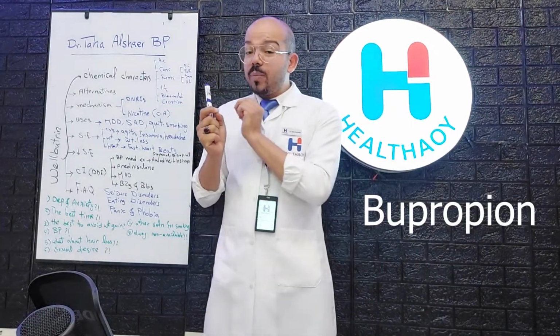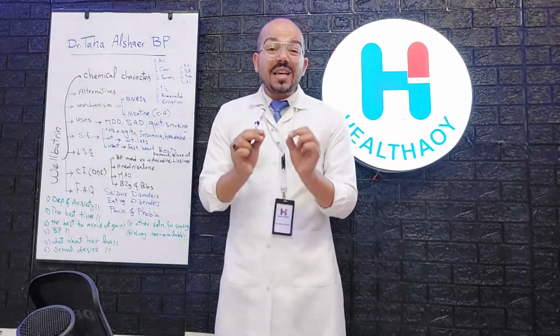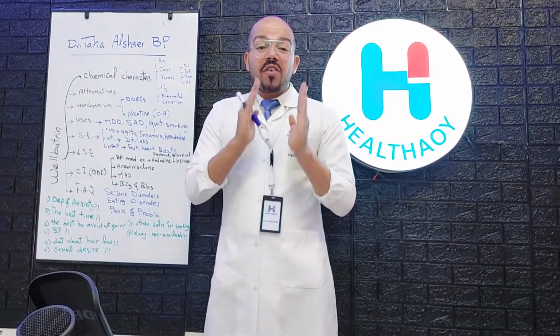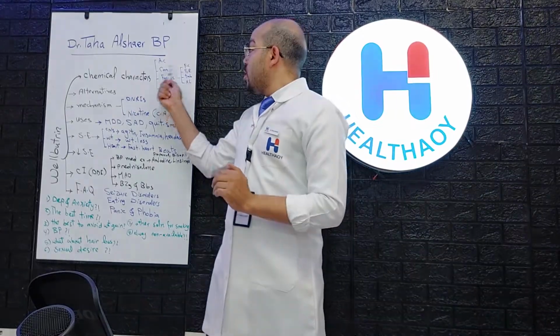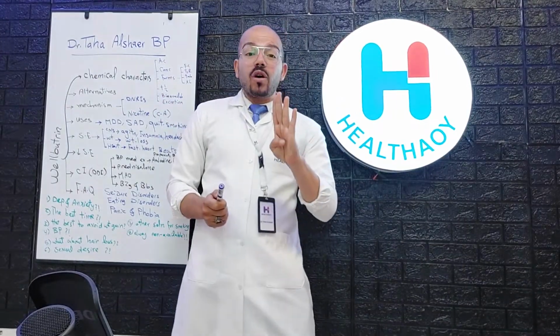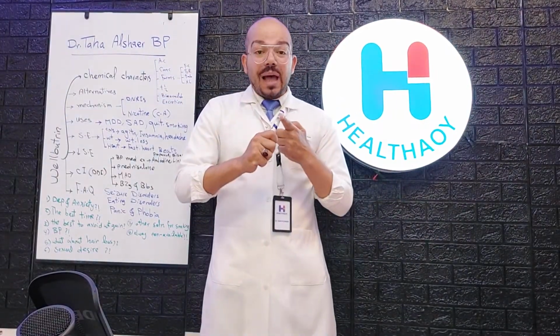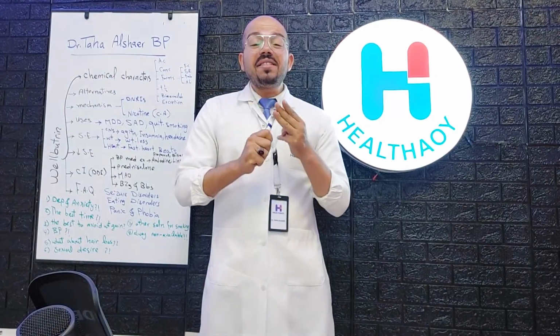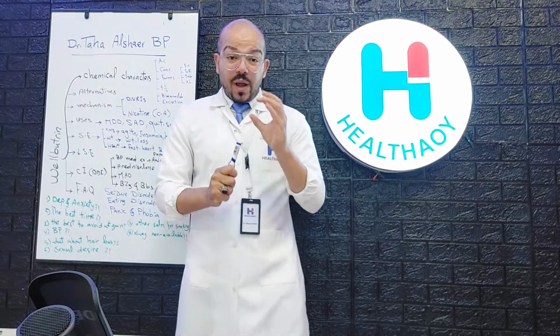Wellbutrin, chemical characteristics. The active ingredient is named Bupropion. Concentrations: it comes in two concentrations, 150 and 300 milligram. Forms: it comes in four forms: film coated tablets, sustained release tablet, extended release tablet, and tablet.